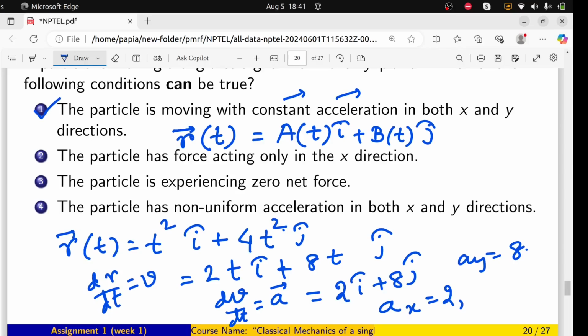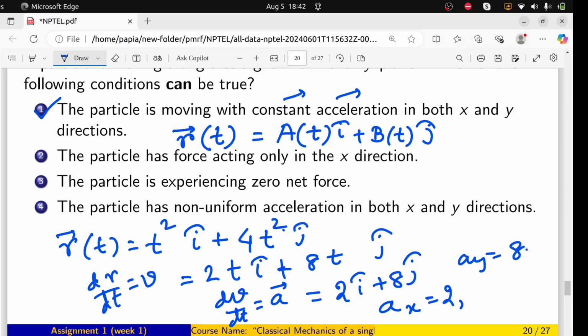So this one can be correct if our position vector is like that. We don't know what the position vector will be, but it says the position vector is in the xy plane. So I can write r of t as, for a simple example, t square I cap plus 4t square j cap. Then ax equals 2, ay equals 8, which gives us that the particle is moving with constant acceleration in both x and y directions. Okay, this is correct. Now, the particle has force acting only in the x direction.